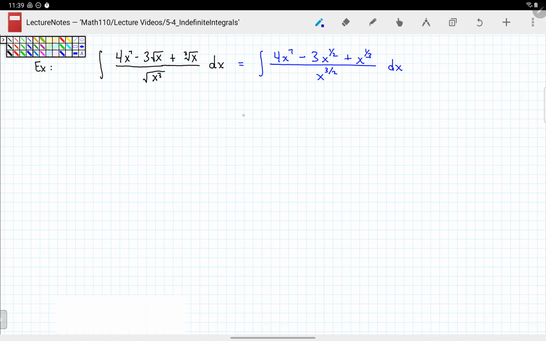So now power functions, the powers subtract when I divide them. So this is the same as the integral of 4 times x to the, 7 is the same as 14 halves. So 14 halves minus 3 halves is 11 halves, minus 3 times x to the minus 2 halves, which is minus 1.